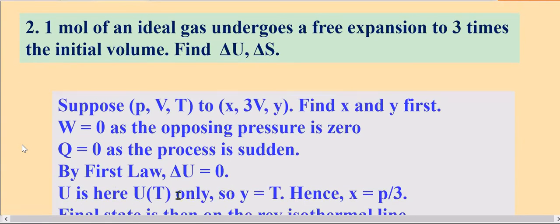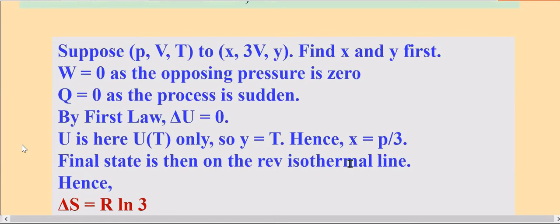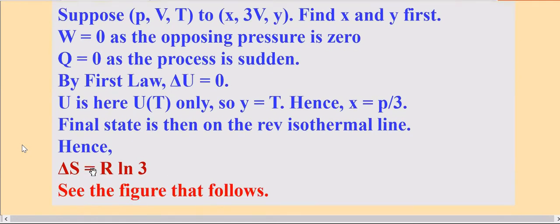Now U is a function of temperature only for an ideal gas. So Y equal to T. The temperature remains the same. So if you start from temperature T, it does not go to T1 or T2, it remains at T. Hence X becomes equal to P by 3, because PV is constant. So pressure is initial pressure by 3, volume is initial volume into 3. So the final state is then on the reversible isothermal line as we showed yesterday. Hence delta S becomes equal to nR ln V2 by V1. So it is 1 mole, so R ln 3.